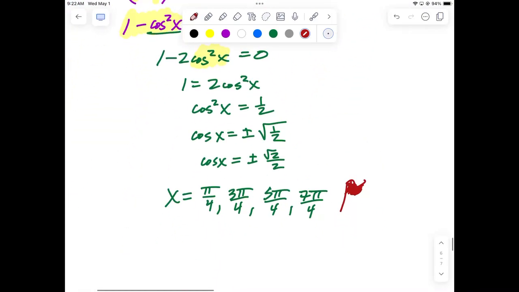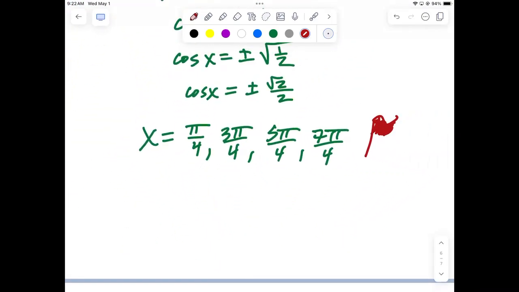All right, at pi fourths, are the x and y coordinates the same? Yeah, they're both positive square root of 2 over 2. What about 3 pi fourths? Are they the same? No, x is negative and y is positive. So that's an extraneous solution. What about 5 pi fourths? Yes, they're both negative there, right? But at 7 pi fourths, we have a positive x and a negative y. So the only two solutions that are not extraneous are pi fourths and 5 pi fourths.